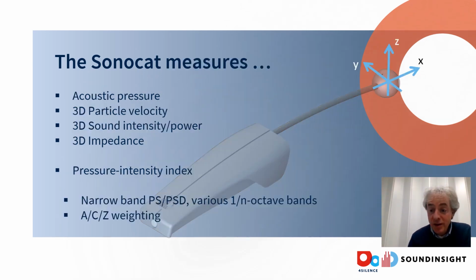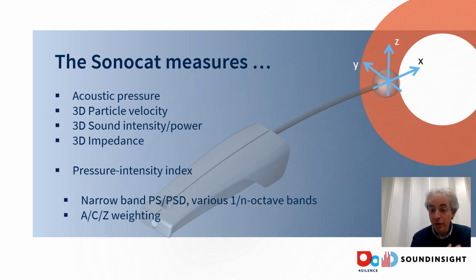So then, what does the Sonocat measure? Well, being an acoustic measurement device, it measures acoustic pressures, of course. But since the pressures are inside the sphere, so we have 8 locations where we know the pressure on the sphere, we can also deduct the 3D particle velocity. And since we have pressure and particle velocity, we also have 3D sound intensity and 3D impedance.